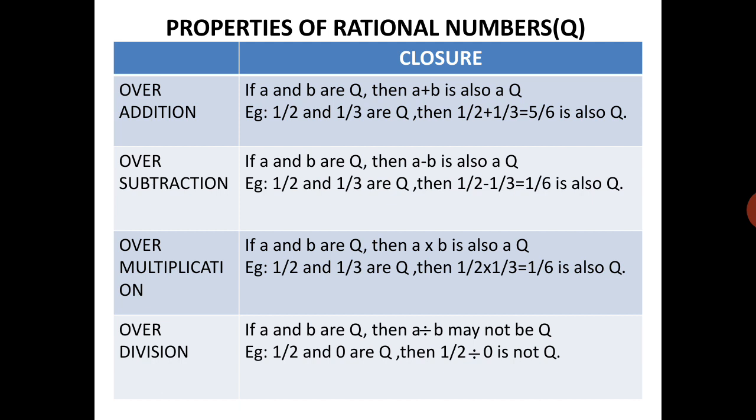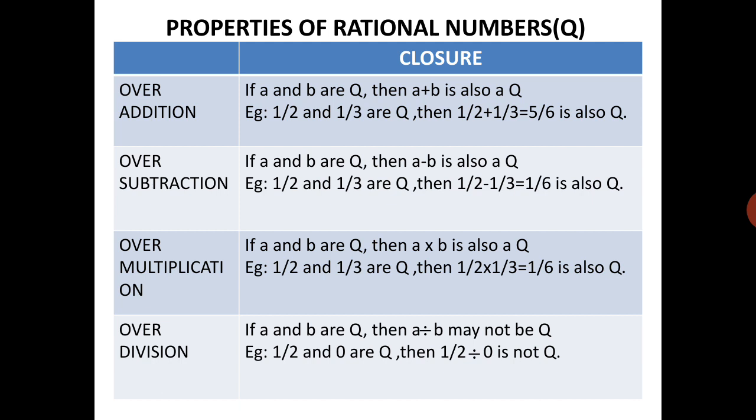As I have already told, rational numbers are represented by the letter Q, a capital Q. Now, let us begin with the very first property, that is closure property. Here we are going to check each and every property over all the 4 operations. On the left hand side, you can see that all the 4 operations are written one below the other. The first one over addition, then over subtraction, over multiplication, and then over division. So one by one we are going to check about it.